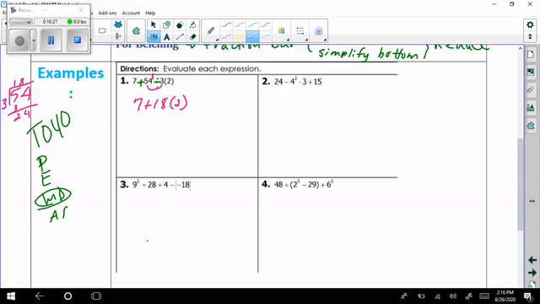The next thing I'm going to do is this part. So I'm going to have 7 plus, because that's multiplication, 18 times 2 is 36. And then I'm going to simplify at the very end. So it's 36 plus 7. I always start with the bigger if you're just adding. Start with the bigger number and add on. So 36, 37, 38, 39, 40, 41, 42, 43.